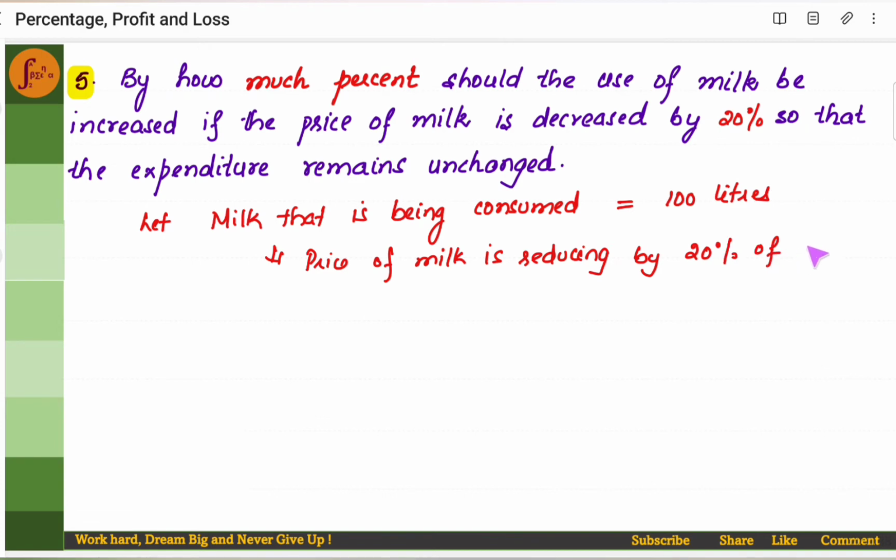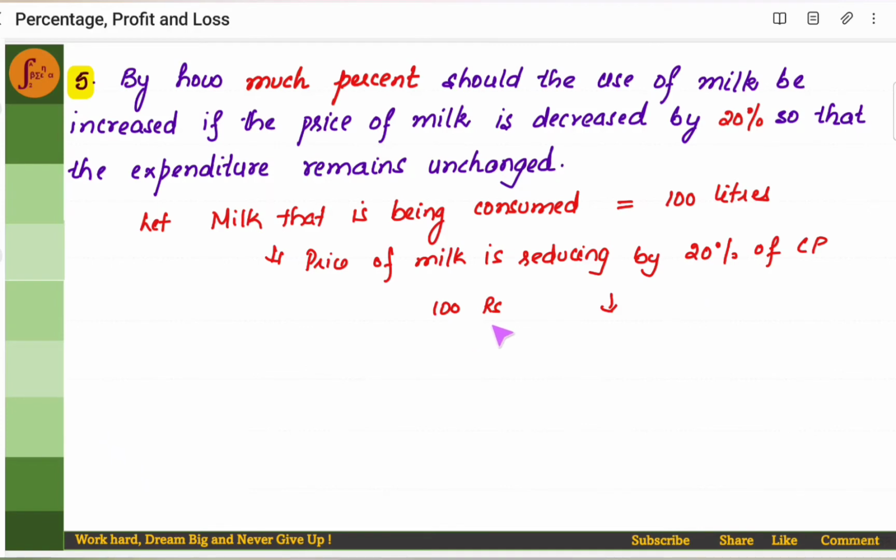20% of what? Always cost price, right? So the price of milk is reducing by 20%. The expenditure remains unchanged, means the amount that you spend on the milk should remain the same. Though the price of the milk is reduced, still the total amount that you spend on the milk should be the same. How can we achieve this? Only by increasing the consumption of milk, right?